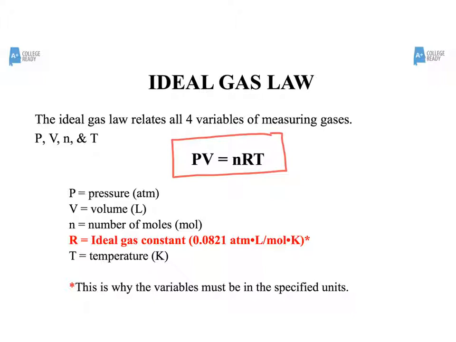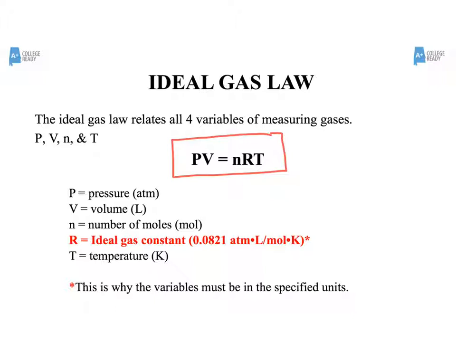Some people call it "pivnert," just because that's what it looks like. So in this equation, this is the mathematical relationship between the four variables. If we have three of the four variables, then we can find the fourth. Now keep in mind, pressure must be in atm, volume must be in liters, moles must be in moles, and temperature must be in Kelvin.